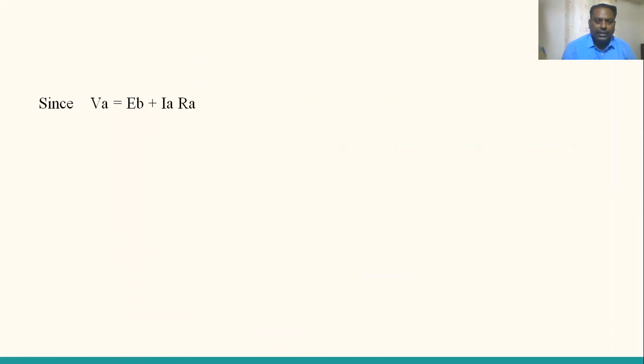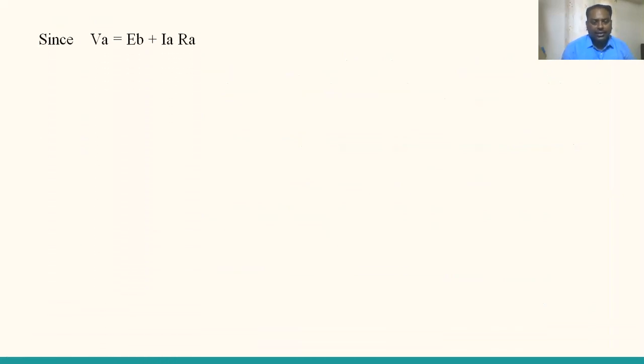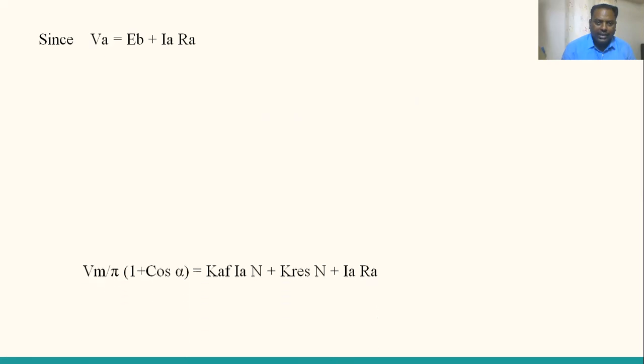But in the earlier discussion, we did not derive the equations thoroughly due to lack of time. That is the reason in this video we are clearly representing the equations belonging to series mode. Since Va is equal to Eb plus Ia Ra, where Ra in this sense is Ra plus Rf, Va is equal to Eb plus Ia Ra. But we have just now derived what Va is: Va is equal to Vm by pi into 1 plus cos alpha.